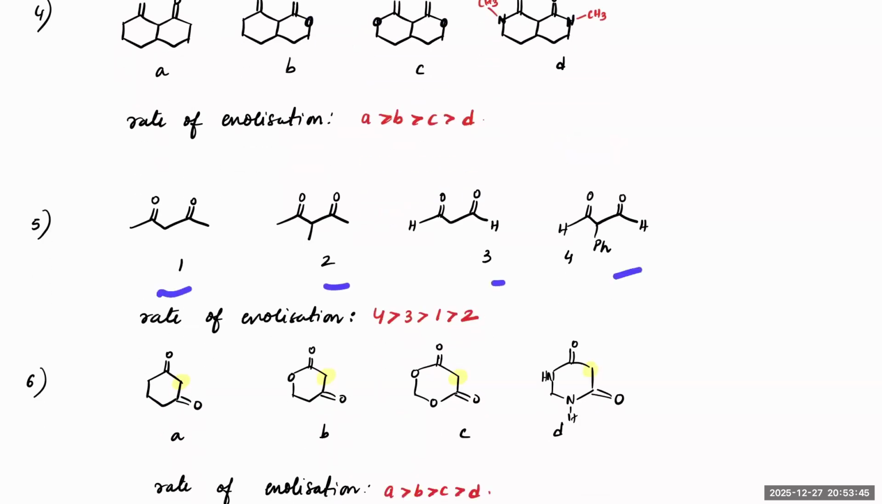1, 2, 3, 4. You can see this is completely aldehyde, so that is best. This is also aldehyde, with an extended conjugation, because here we have again a benzene group. So that negative charge can get resonance stabilized. So this will have much more extended conjugation. So 4, then 3, then after that 1, then 2. In 2, there is a donating factor which will destabilize. So 4, 3, 1, 2.